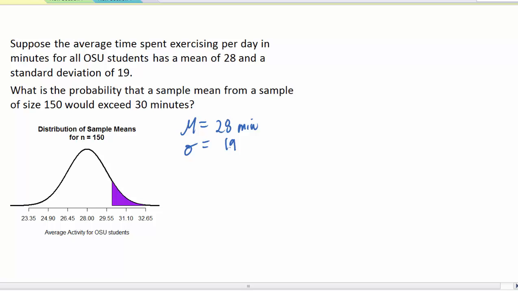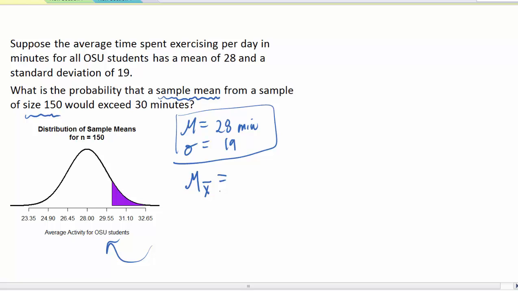So here's the deal: now we're talking about a sample mean from a sample size of 150, which means that we no longer are talking about the population distribution. We're talking about the distribution of sample means. So for a sample size of 150, the mean of our sampling distribution is still going to be equal to mu, which is 28, by the central limit theorem.